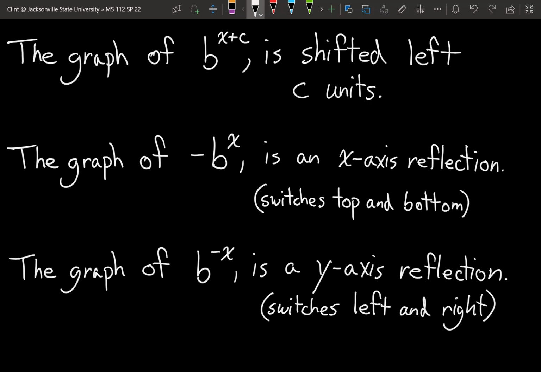Those are the four we're going to be concerned about: shifts up and down, shifts left and right, switching top and bottom, switching left and right, reflecting.